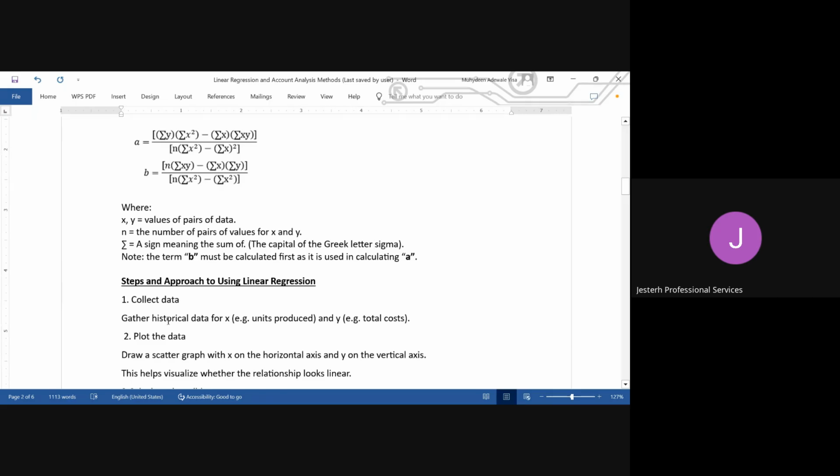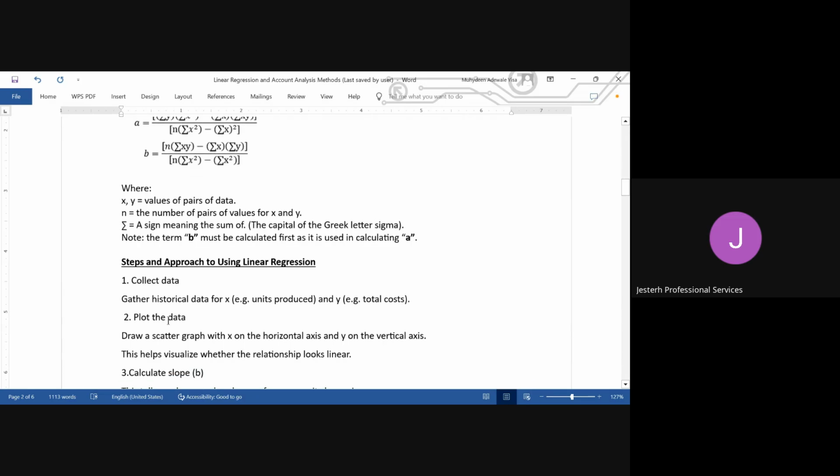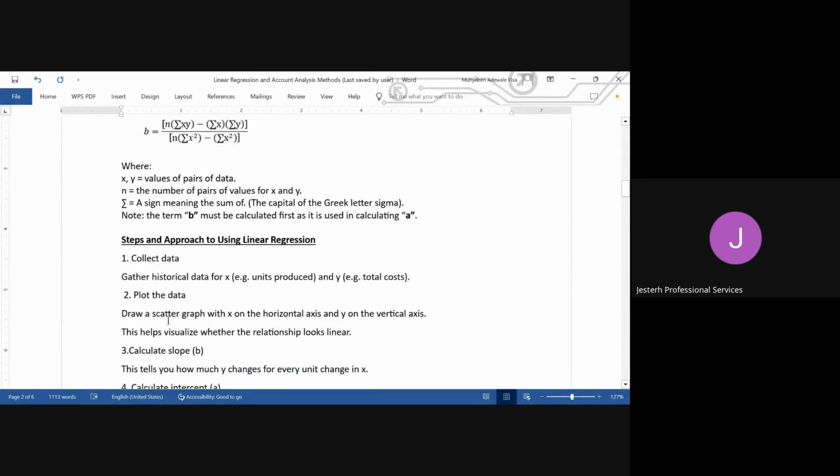I came up with the steps and approach for how we can use the formulas of linear regression. Number one, we have to collect the data. Our data stands for the X and Y. We have to get all those historical data, the level of activities, and then the associated costs. The second one, this is where we have to plot the data. I'm going to display it when we start the calculation.